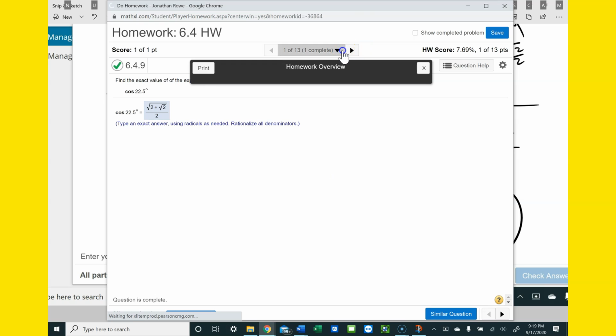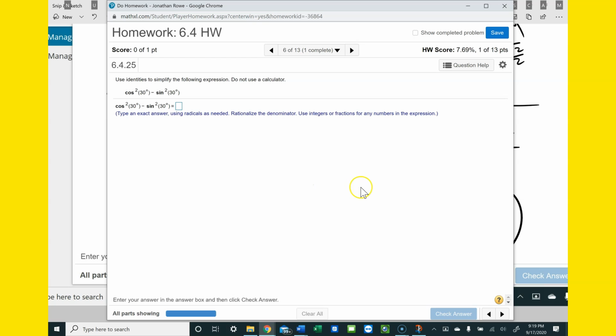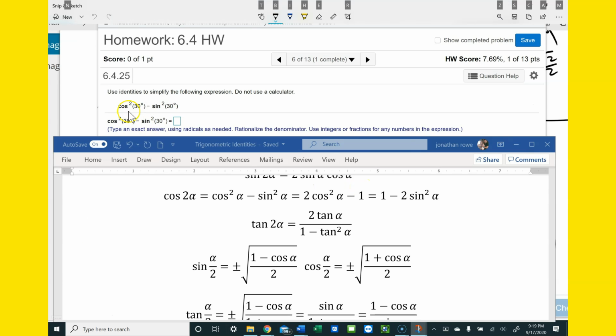Good deal. All right, let's skip around a little bit. Let's go to number, let's say 6. All right, I see an identity to do this. This is cosine squared 30 minus sine squared 30. And I can see there's an identity right here. That's cosine squared alpha minus sine squared alpha. That is the same thing as cosine of 2 alpha. That's a double angle identity. So this is the same thing as cosine of 2 times 30 then, which is cosine of 60. Now if I remember my special triangle correctly, cosine of 60 is 1 over 2, and that should be the answer.